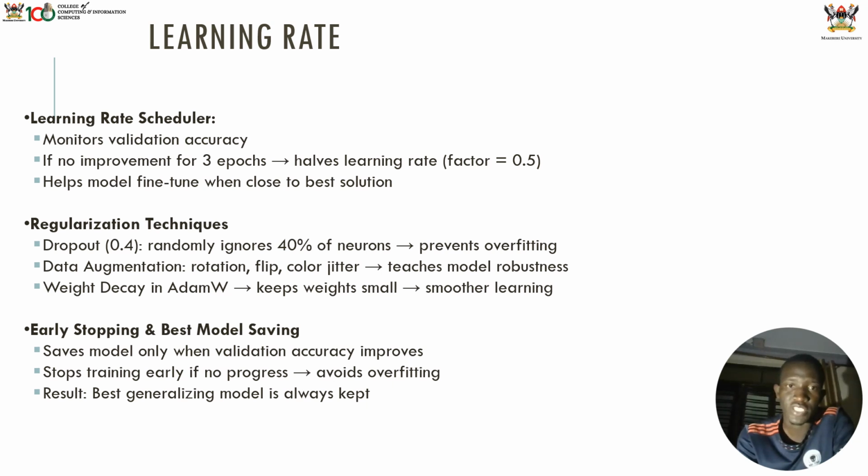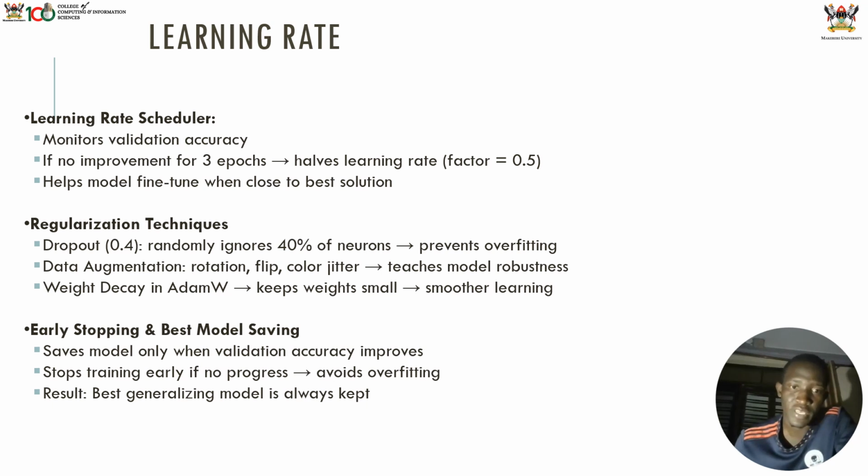Then we have the regularization techniques. To reduce overfitting, several regularization methods are applied. For example, we have a dropout of 0.4, which randomly disables 40% of our neurons during the training, forcing our model to learn more robust features. We have data augmentation, whereby we have rotation, flipping, color jitter, which increases the dataset diversity and also improves generalization. We have the weight decay in AdamW, which keeps weights small, leading to smoother and more stable learning.